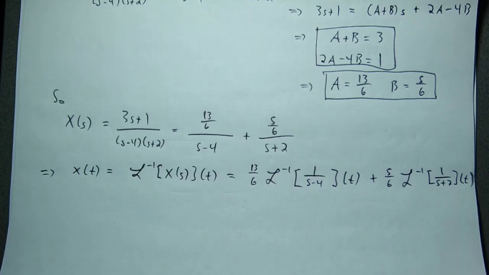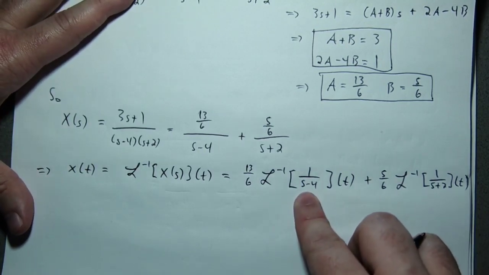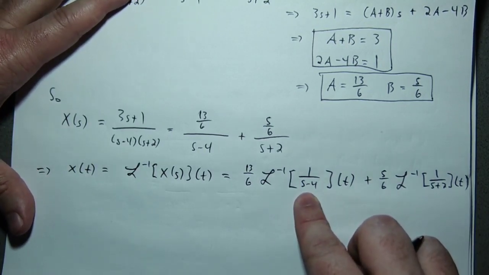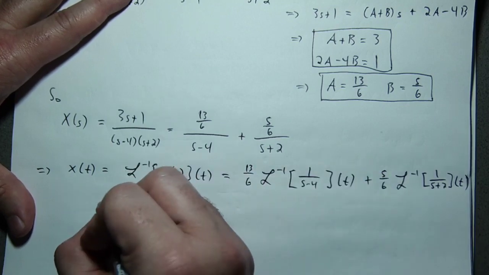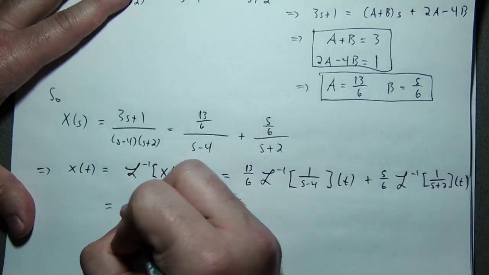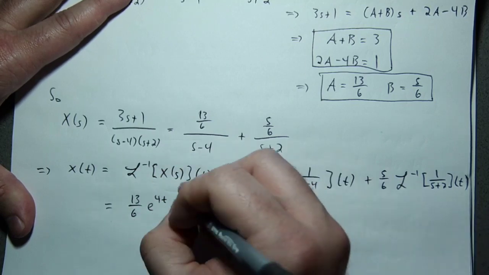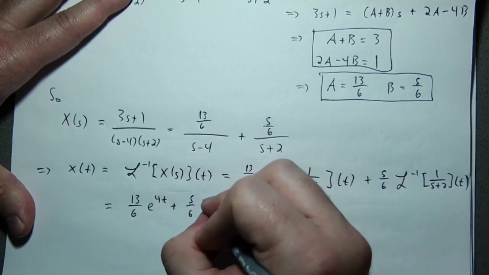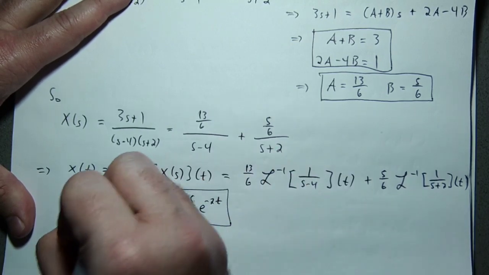Well, now I look at my Laplace transform table, and indeed, 1 over s minus 4 is right there. What is it? It's e to the 4t. 1 over s plus 2 is also there. It's e to the minus 2t. And so what I get here is 13/6 e to the 4t plus 5/6 e to the minus 2t. And that's it.